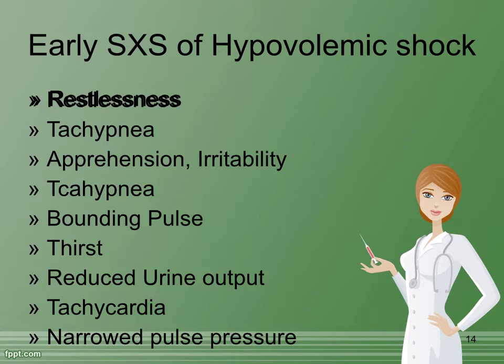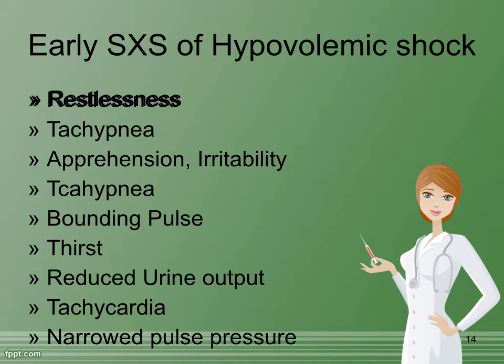Apprehension and irritability, because there is a decrease in cardiac output, and a decrease in cardiac output is leading to cerebral hypoxia, and the patient feels a sense of impending doom, that something is wrong. So that's why apprehension and irritability are because of the cerebral hypoxia due to decrease in cardiac output. The bounding pulse is happening because the heart is pumping harder to get what blood is left out to the vital organs. Thirst is a very basic compensatory mechanism for any condition of hemoconcentration to replace fluid volume.